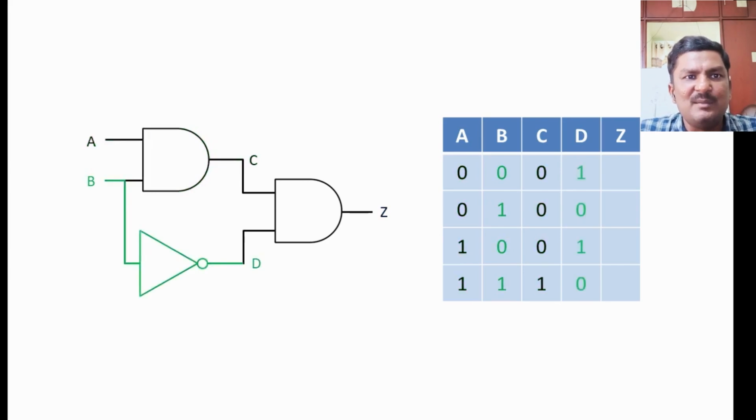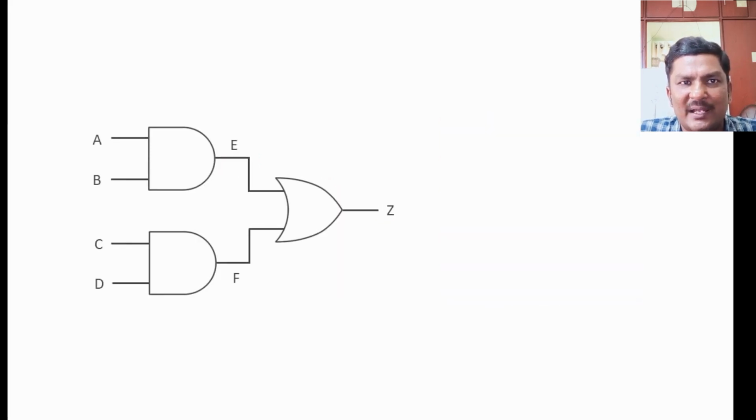B is the input of NOT gate. D is the output of NOT gate. So the values of D can be written. C and D are inputs of AND gate. When both C and D equal to 1, Z equal to 1.